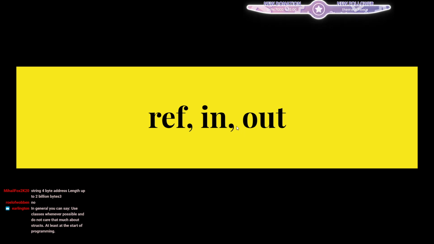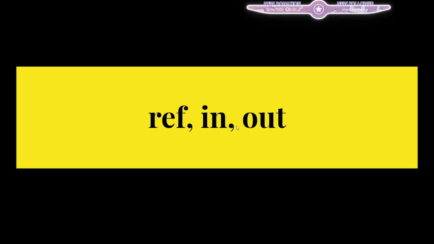Well, Erlington said that in general you can say use classes whenever possible and do not care that much about structs, at least at the start of programming. I would agree, but we're trying to acquire some taste for quality code, and it's not hard to apply the design. If you have 3 or less fields, and it won't change, use a struct over a class. That's my go-to. If it's not a service, if it's 3 or less fields, if it won't change, then use a struct. It's a simple rule.